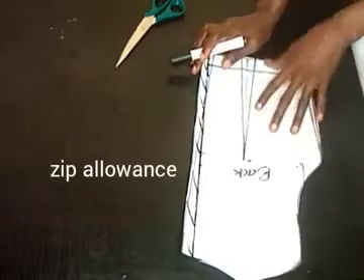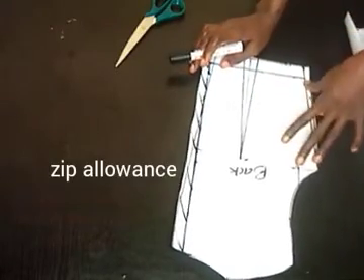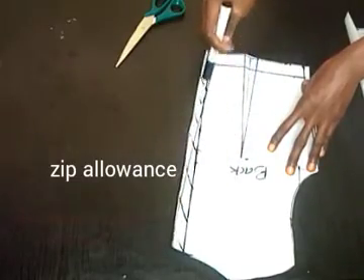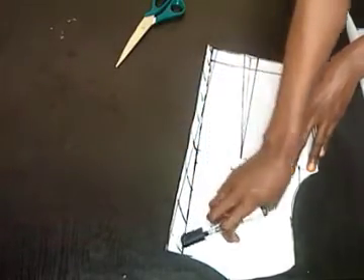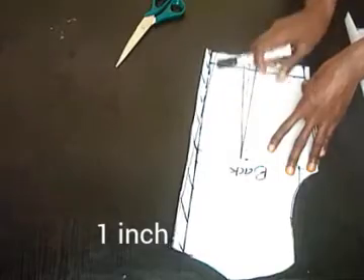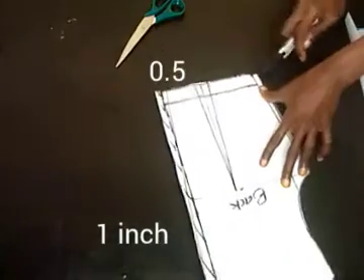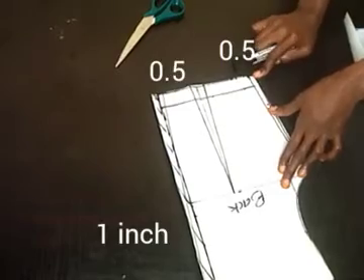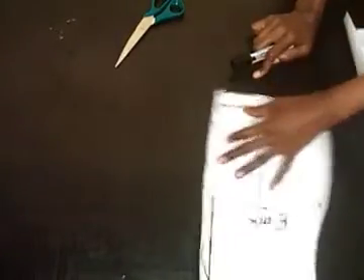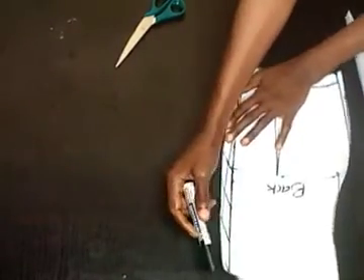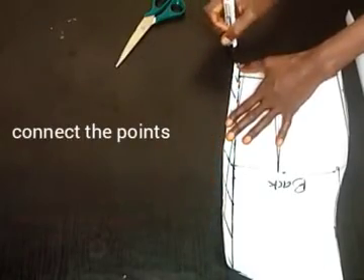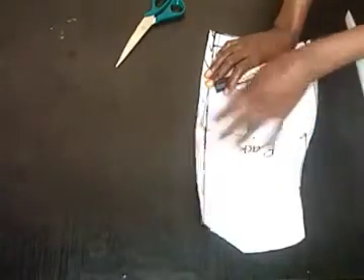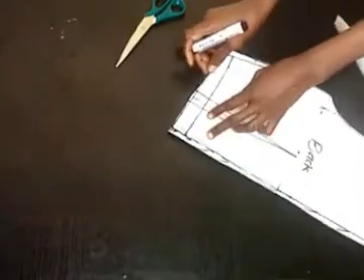Then for the back, I added my zip allowance. Now what I did was, this is my initial line where we drafted from, so I added 1 inch up, and then at the bottom I added 0.5 on both sides. That is so we can eliminate our zipper bulge. If you don't understand this part, don't worry, I'm still going to be making more videos, so you're definitely going to be understanding how to throw that, and of course add zipper allowance.